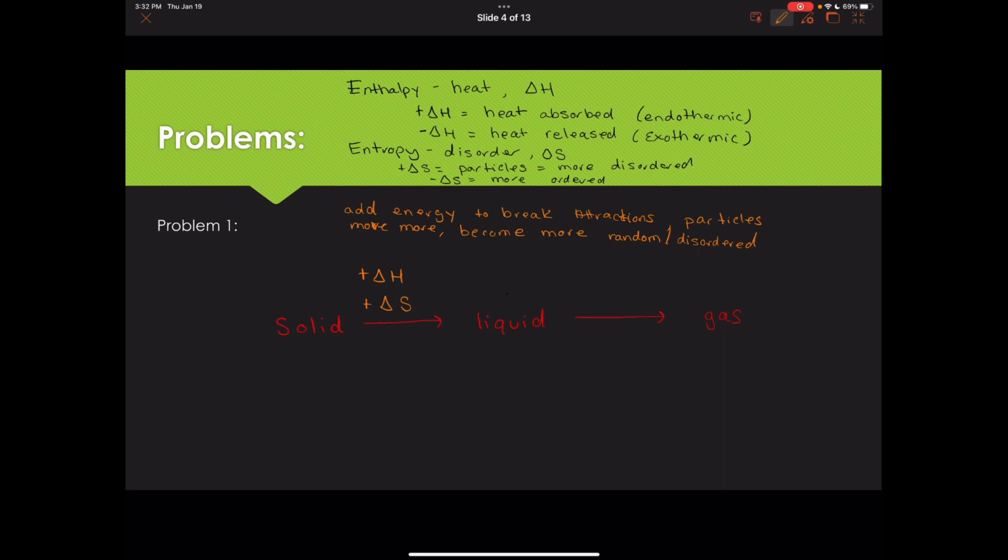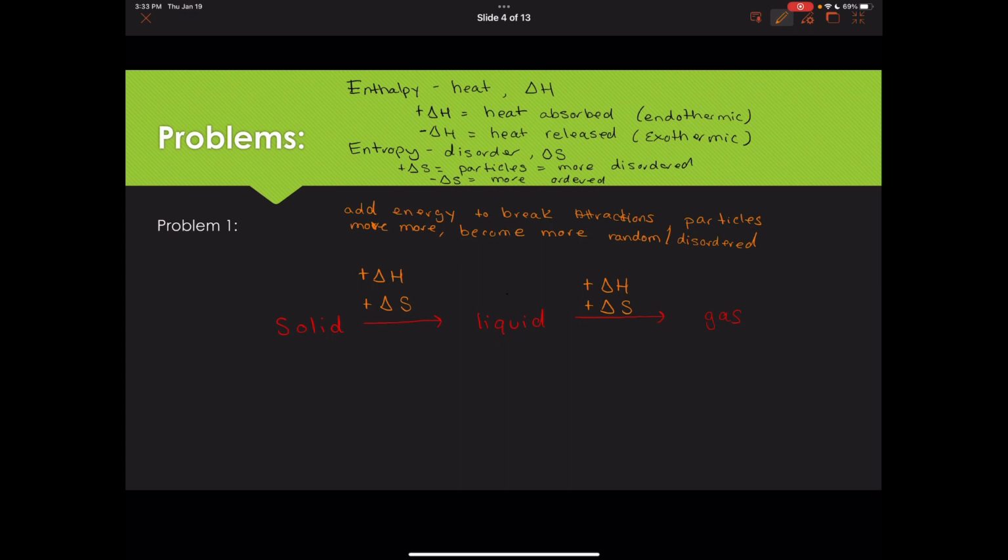Now, as we go from a liquid to a gas, we know if we want to evaporate water, we can heat it. So if we're heating that water to evaporate it, heat's being absorbed. We've got a positive delta H. Again, going from a liquid to a gas, we start to break all of our intermolecular forces. As we break all those attractions, particles can now move freely. And as they move more freely, they're going to be more random. So we have a positive delta S.